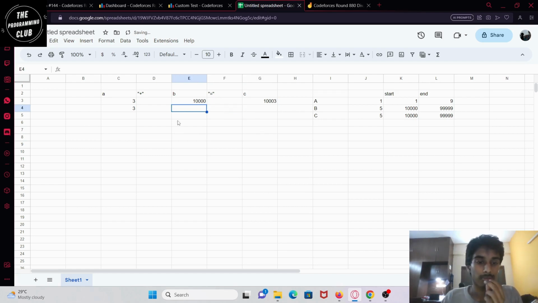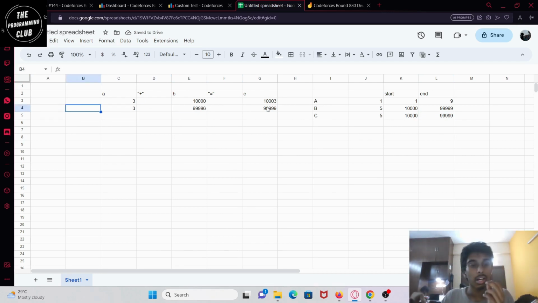Now what is the final thing? Finally, we have 3 plus 99999, that is having 6 digits. So that's not the final B in the range. So how will we get the final B in the range? We will take the ending value of C, which is 99999, and subtract 3. So we'll get 99996. So I have showed you how we are getting B in several different cases.